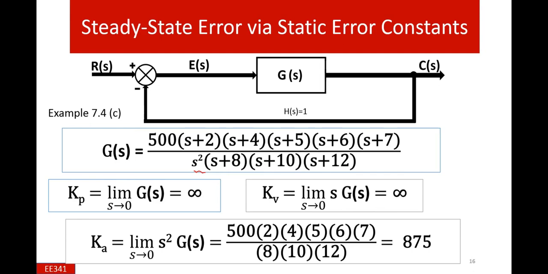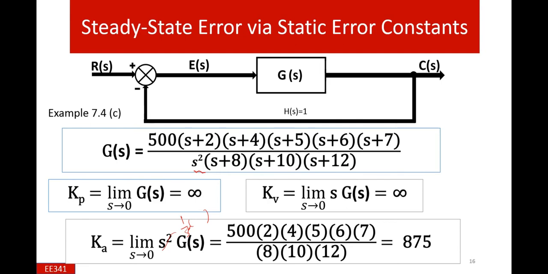If we want to find the acceleration constant, then in this case it is 1 over s square times the whole G(s) term. So the 1 over s square is cancelled out with the s square in the definition of the acceleration constant, and the remaining term gives a constant value when we apply the limit s approaches 0. So for a type 2 system, the acceleration constant is constant, but the velocity constant and position constant are both infinite.